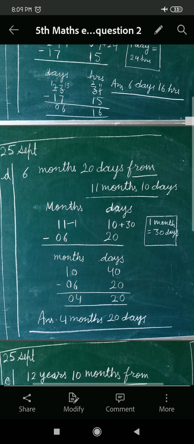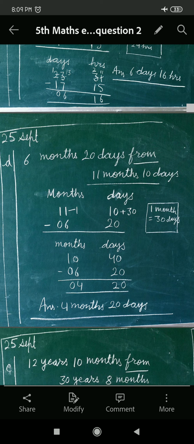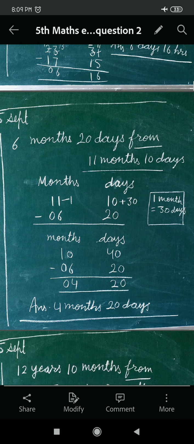Now let us start part D. Subtract 6 months 20 days from 11 months 10 days. Now again you see the units, months and days. You write arrangement, months under months and days under days. And here also we are unable to subtract 20 from 10. Then we'll have to take one borrow from months.